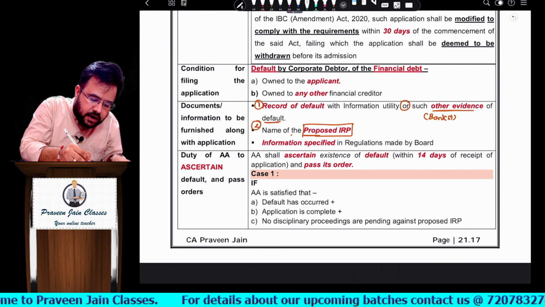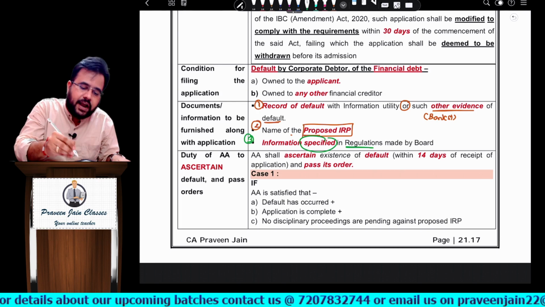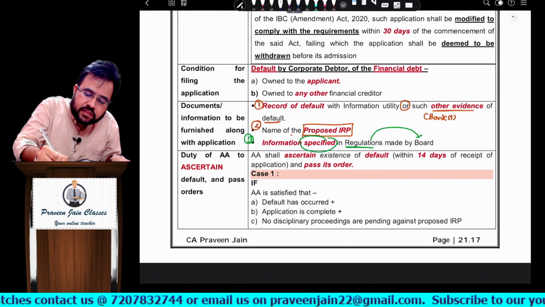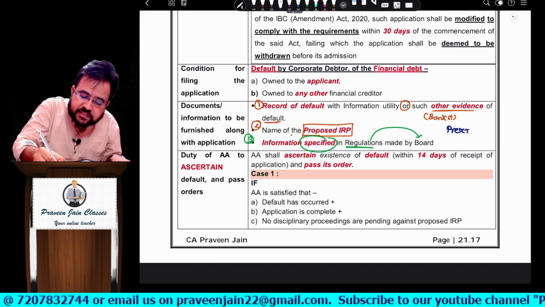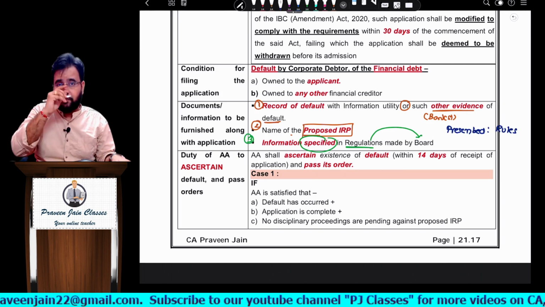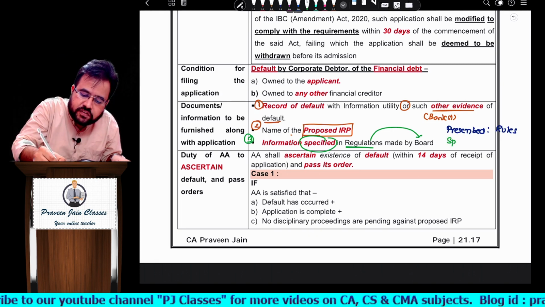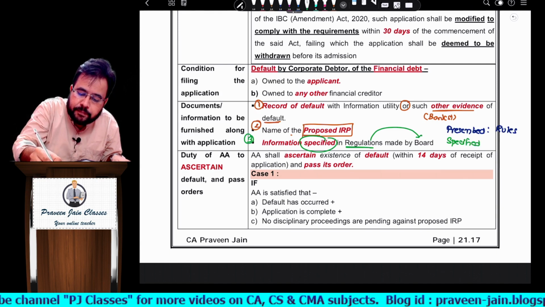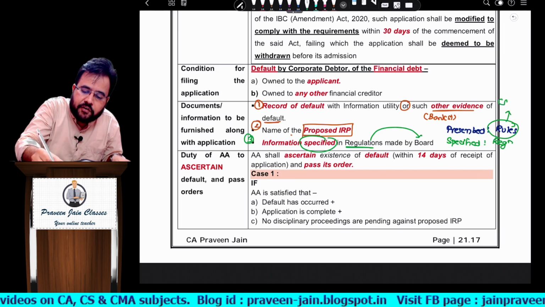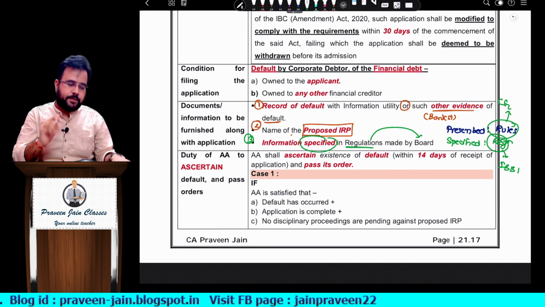Next, and third, you have to give such other information as specified in regulation. And who will prepare this regulation, sir? IBBI, sir. Remember, whenever the word used in this law is prescribed, that will be given in the rules. But whenever the word used is specified, that will be provided in the regulation. Sir, rules are prepared by the central government and regulations are prepared by IBBI. Okay, so these are the points, sir.